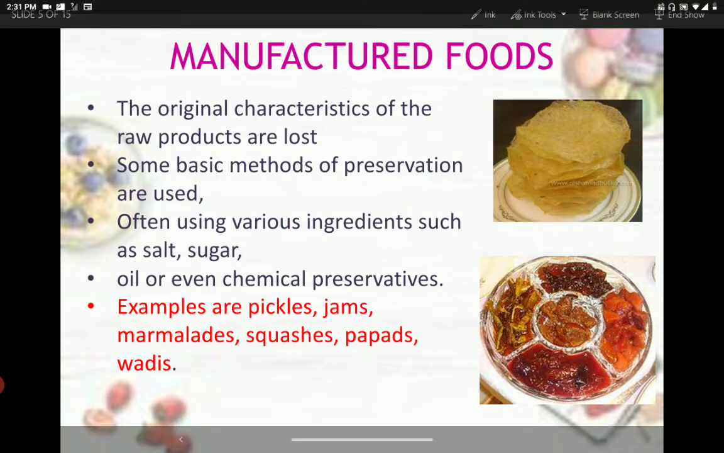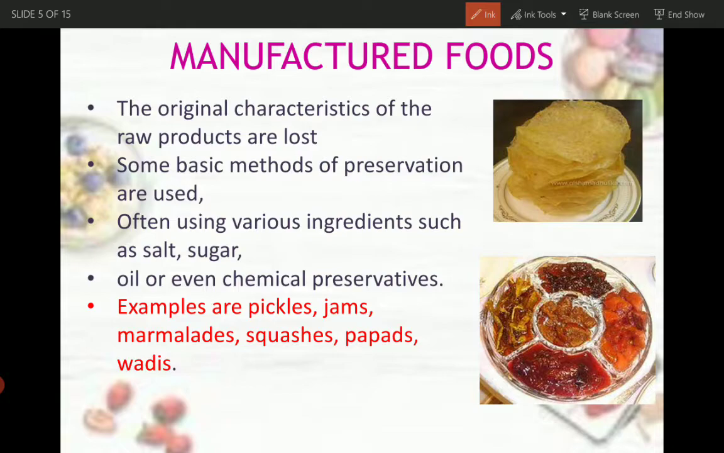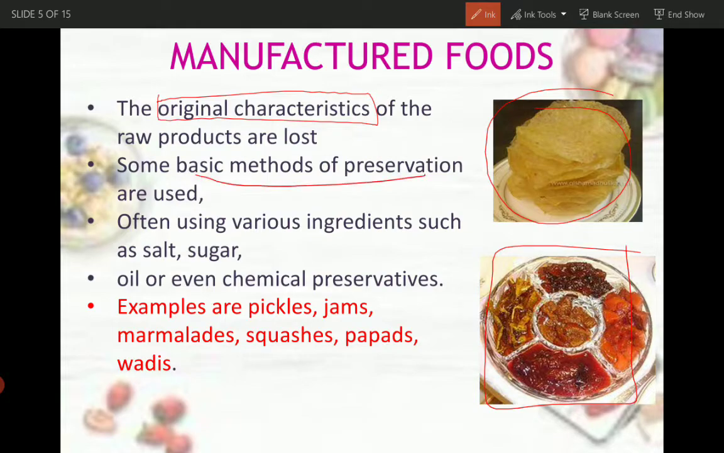Next, we come over to the manufactured goods. The manufactured goods are the ones where the original characteristic of the raw products are lost. For example, if you take these papad, here you can see, can you identify potatoes? Obviously not. So here the original characteristic is lost. Here also, these are jellies and marmalades of different fruits and vegetables, but the basic character is lost. So here the basic methods of preservation are used. For example, salt and sugar. Sometimes oil is also used. For example, oil based pickles.